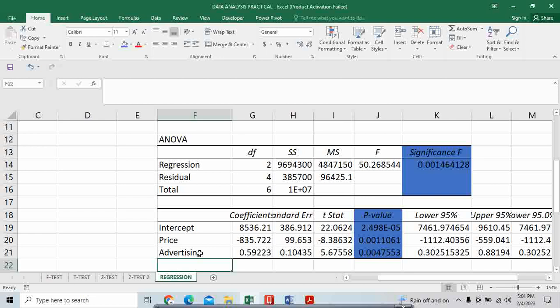Great. So most of all p-values should be below 0.05. As you can see here, it is 0.001 and this one is 0.004. So they are very much good, okay.